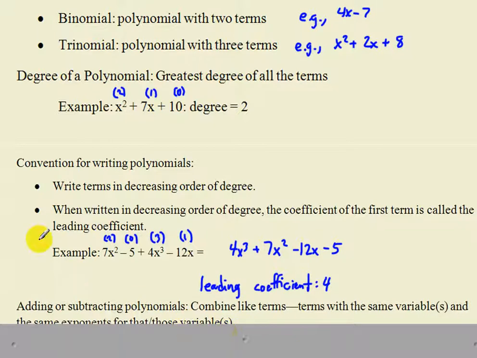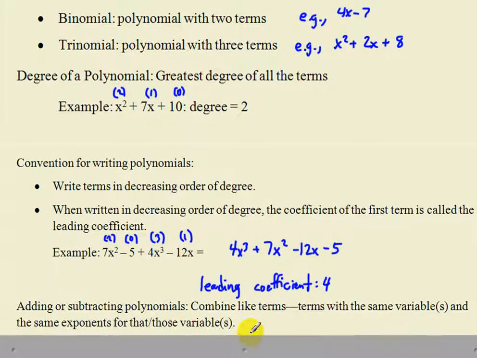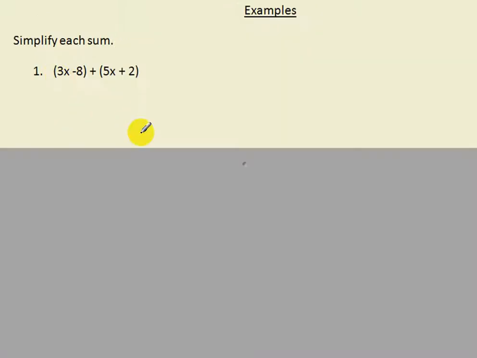All right. Now, adding or subtracting polynomials, which is the point of this section. In order to do this, we're going to combine like terms. We've already worked with this before, so this shouldn't be terribly new. This is when you combine terms that have the same variables, and those variables have to have the same exponent for each variable. All right, so let's look at some examples here.